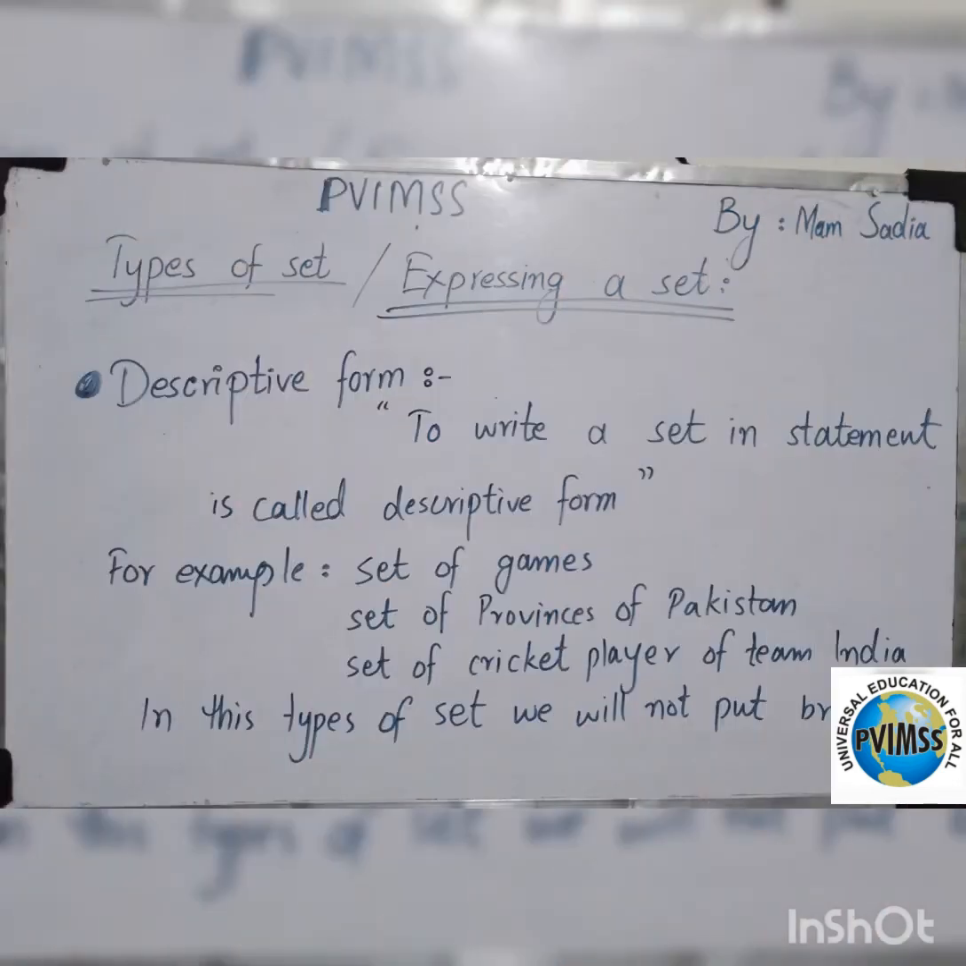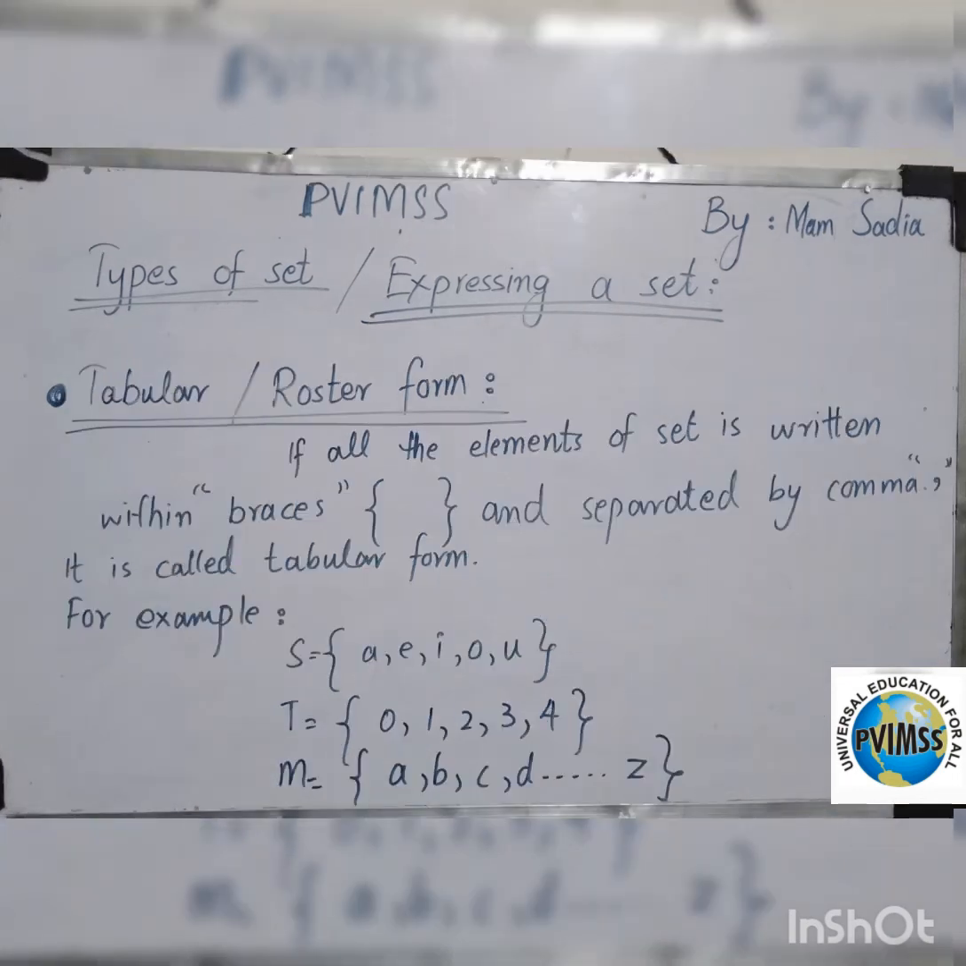Let's take our first type, descriptive form. The word descriptive means to describe in language or to describe in a statement. So to write a set in a statement is called descriptive form. For example, set of games, set of provinces of Pakistan, set of cricket players of Team India. In this form of set, we will not write the statement in brackets, so no bracket is used.